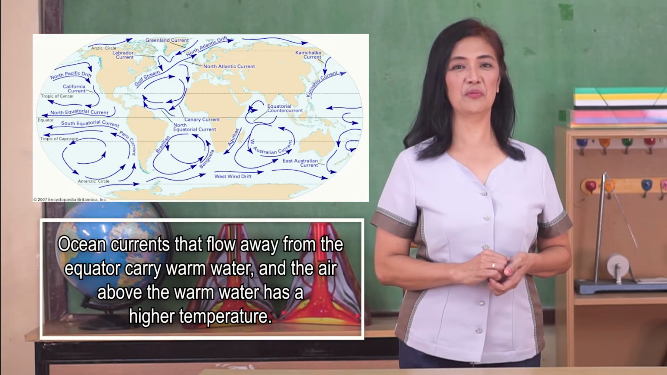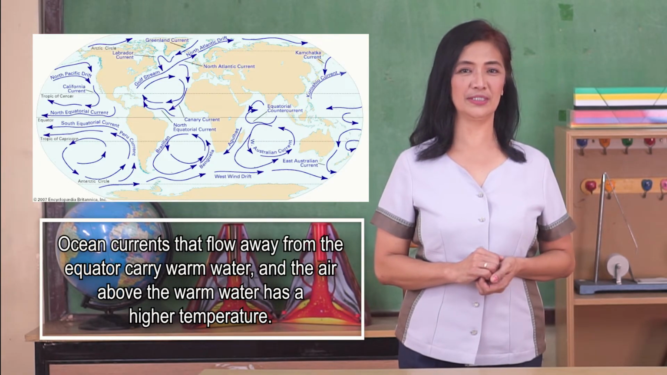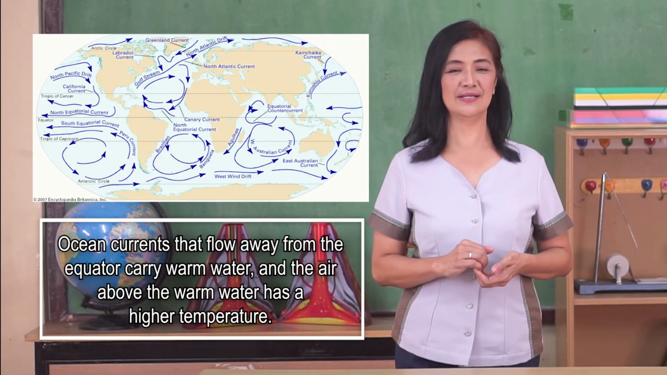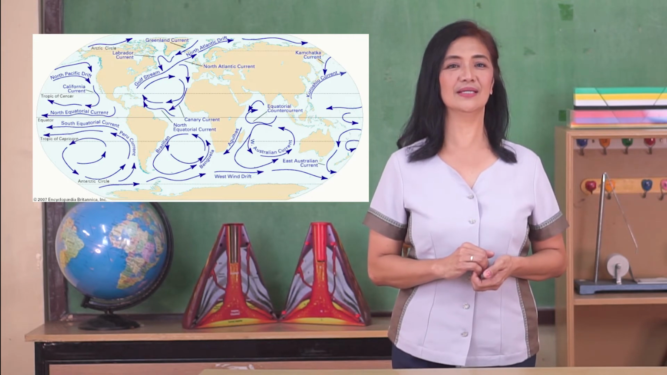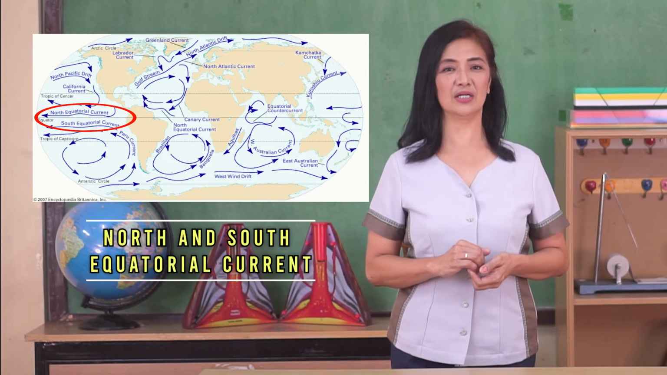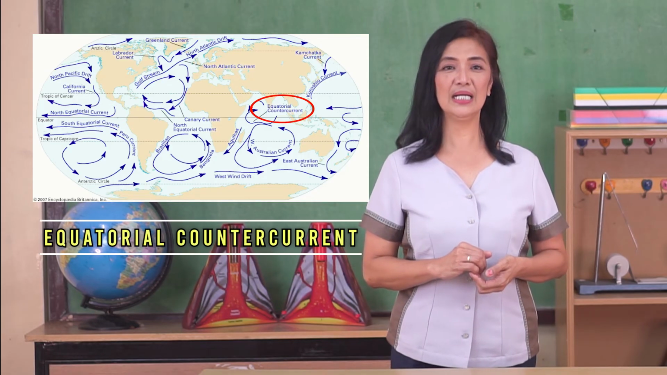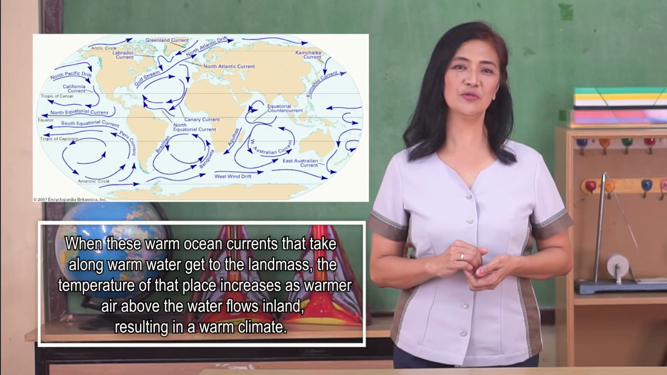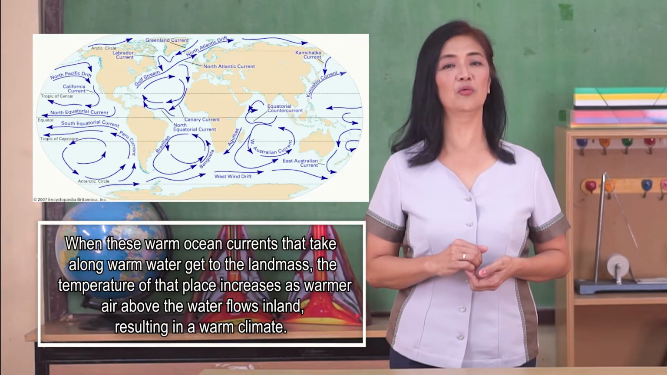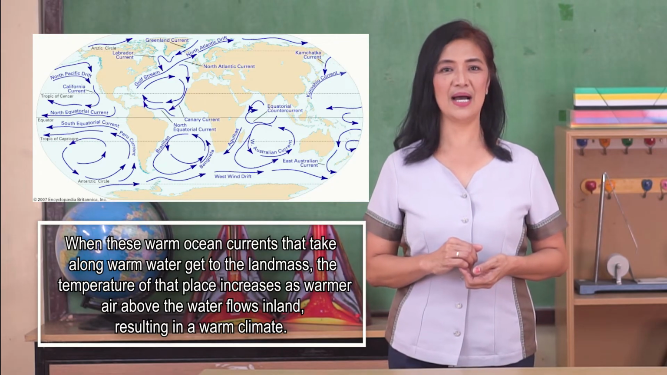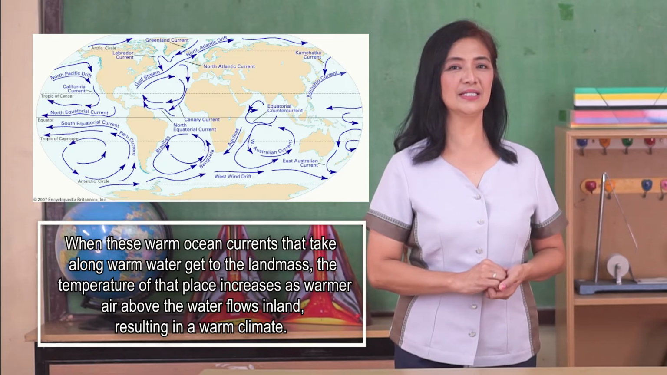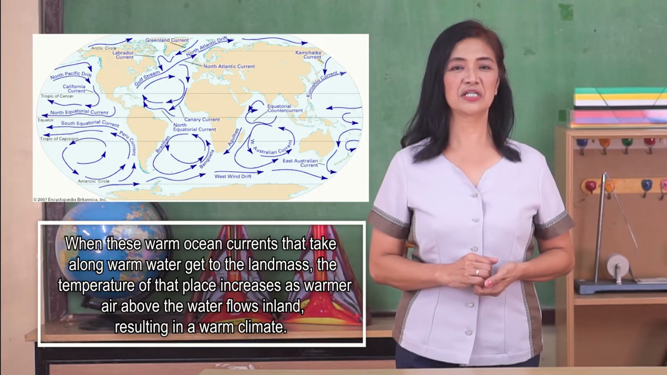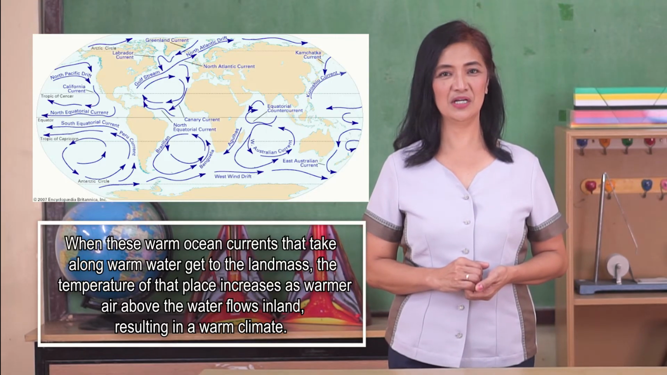Ocean currents that flow away from the equator carry warm water, and the air above the warm water has a higher temperature. Some examples of current in the equator are north and south equatorial current, equatorial countercurrent, which brings warm water. When these warm ocean currents that take along warm water get to the landmass, the temperature of that place increases, as warmer air above the water flows inland, resulting in a warm climate.